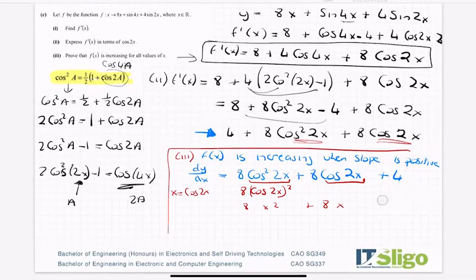Okay, so hard enough to spot, but I suppose one of the easy ways of proving increasing functions is using the square root of b squared minus 4ac. And again, I'll explain that in a minute. So my a for this quadratic is 8, b is also 8, and c is 4. So let's put it into my minus b formula.